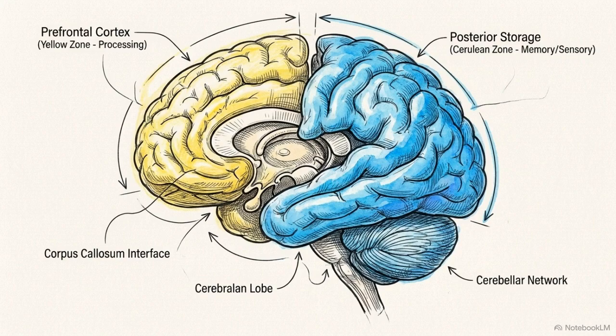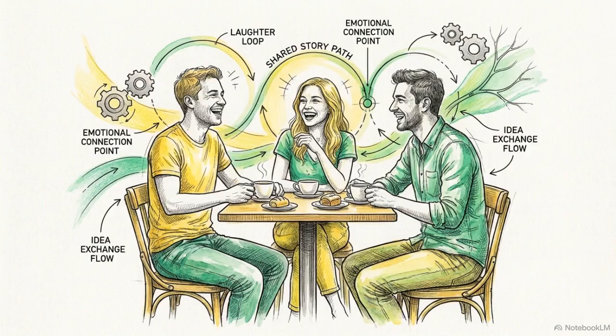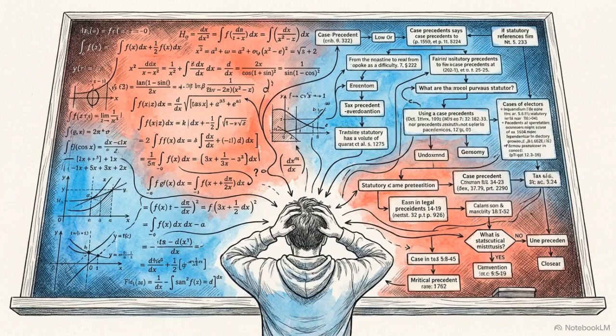Sweller separates human knowledge into two categories. We have biologically primary knowledge, like basic social interaction, which we acquire naturally. Then we have biologically secondary knowledge, like higher mathematics or law. This secondary knowledge requires deliberate instruction and taxes our cognitive architecture.